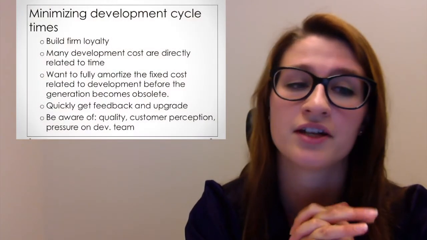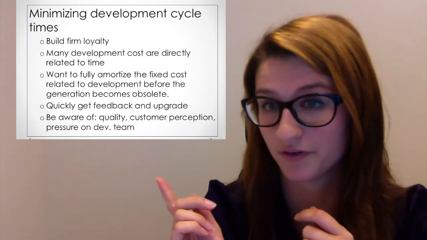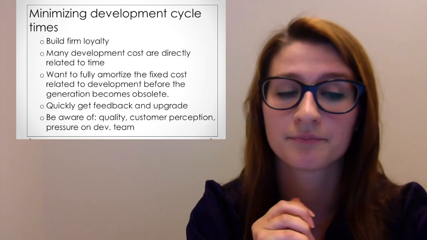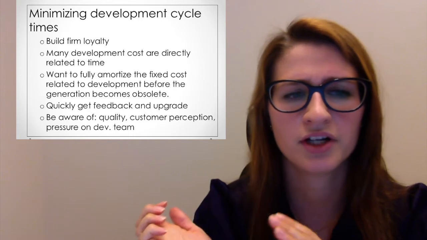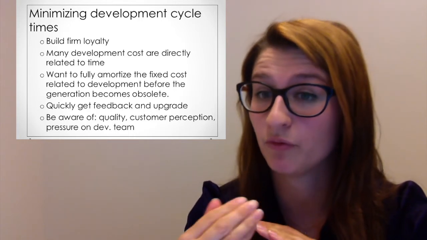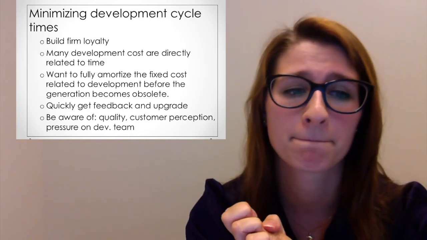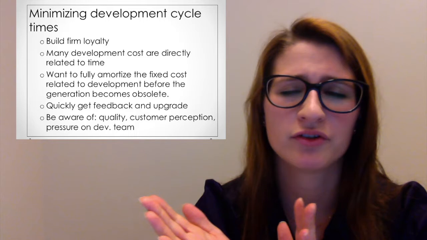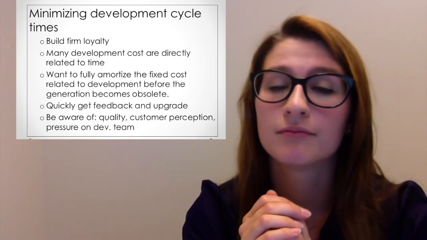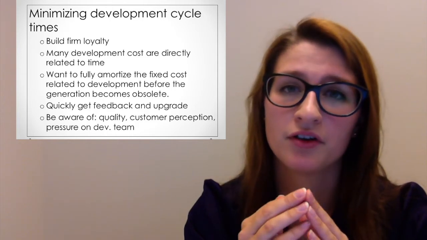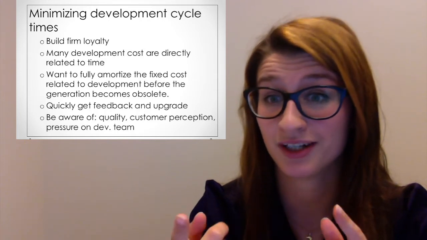Another thing to think about is to minimize the development cycle times, especially when it comes to technology like the Newton message pad, because that moves so quickly. And you can try to build firm loyalty so that people wait for your product to enter the market. But if you haven't succeeded on that, then you might have to try other alternatives. Many development costs are directly related to time. It takes time, and that costs money, of course.